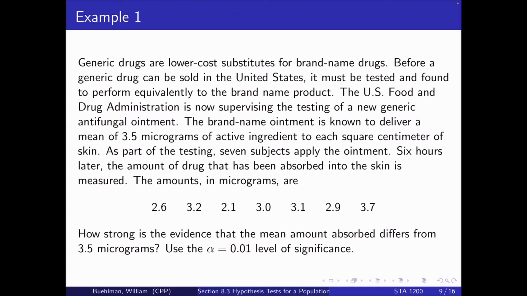6 hours later, the amount of drug that has been absorbed into the skin is measured. The amounts in micrograms are as follows: 2.6, 3.2, 2.1, 3.0, 3.1, 2.9, 3.7. How strong is the evidence that the mean amount absorbed differs from 3.5 micrograms? Use the alpha equals 0.01 level of significance.